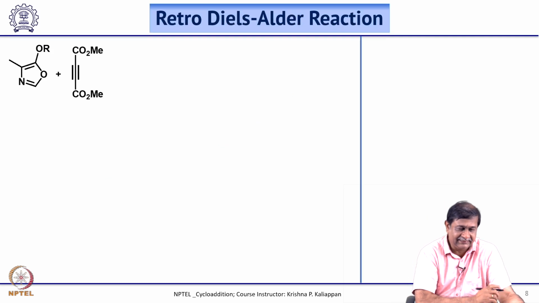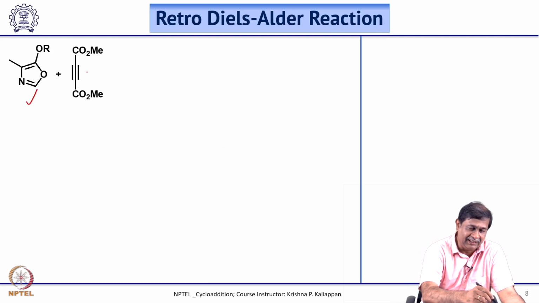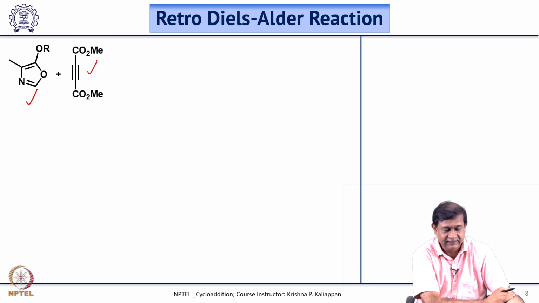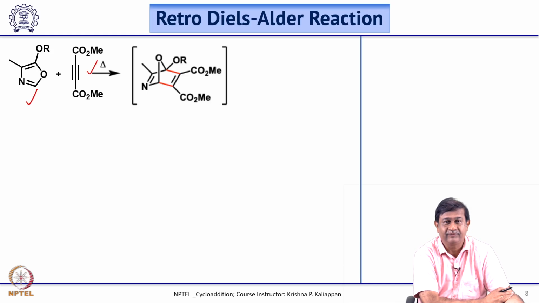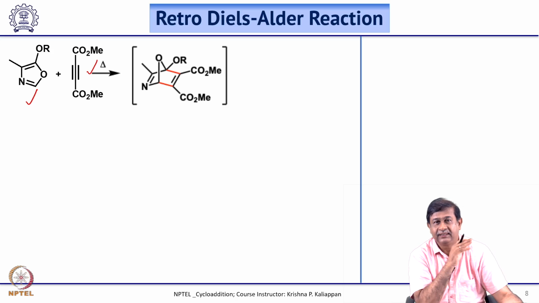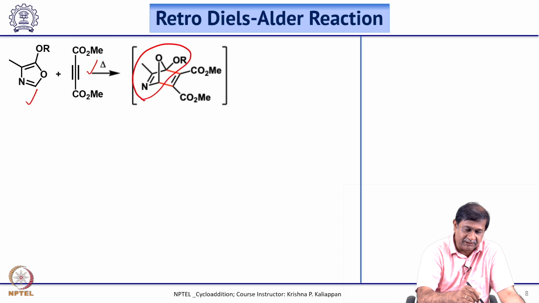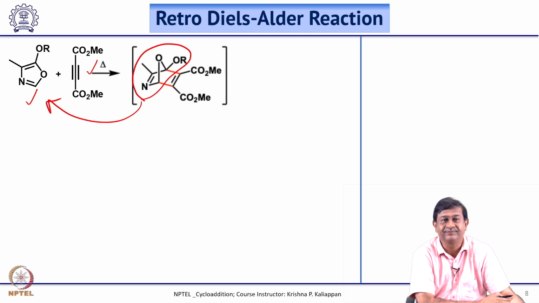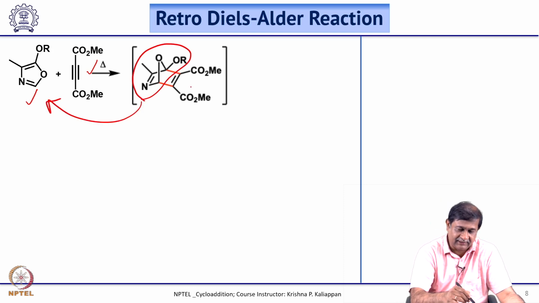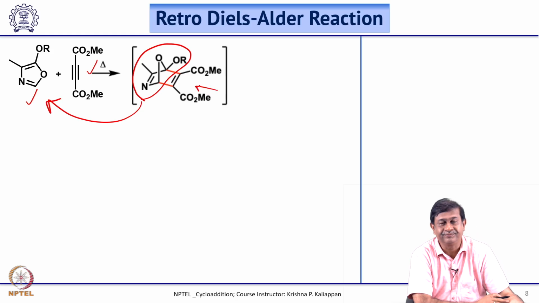That will be more interesting, particularly if the dienophile which goes out is stable and does not react further. See, for example, if you take this diene and dimethyl acetylene dicarboxylate, this can undergo an intermolecular Diels-Alder reaction to form this 4+2 cycloadduct. Now, if you heat it further, it can undergo a retro Diels-Alder reaction. One way is you get back your starting material, and the dienophile also will come.